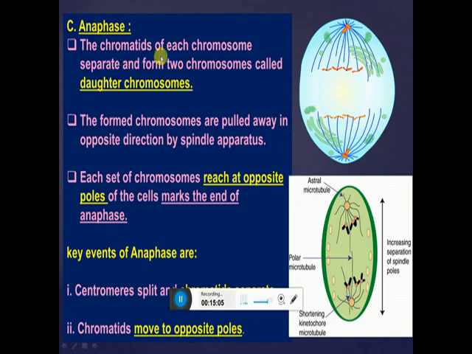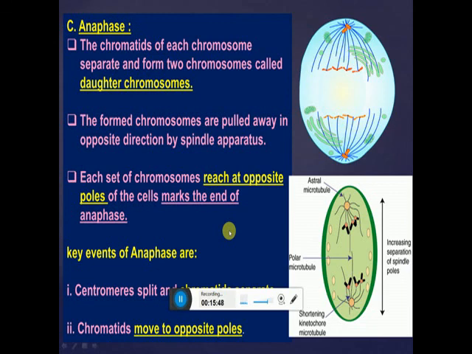In the anaphase, the chromatids of each chromosome separate and form two chromosomes called the daughter chromosomes. The formed chromosomes are pulled away in opposite directions by the spindle apparatus. To the kinetochore, the spindle fibers are attached. The spindle fibers get shortened and chromosomes get pulled toward the opposite poles. So they become inverted V shaped, or V shaped, at the opposite poles. The key events of the anaphase: the centromere splits and is attached to the kinetochore, and chromatids move toward the opposite poles.